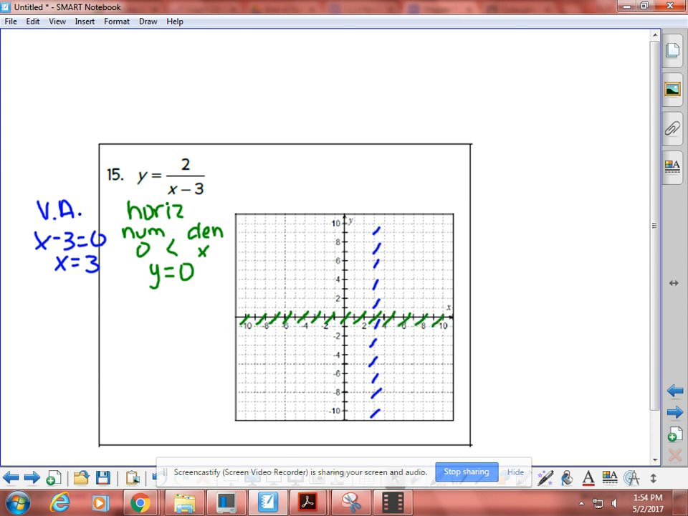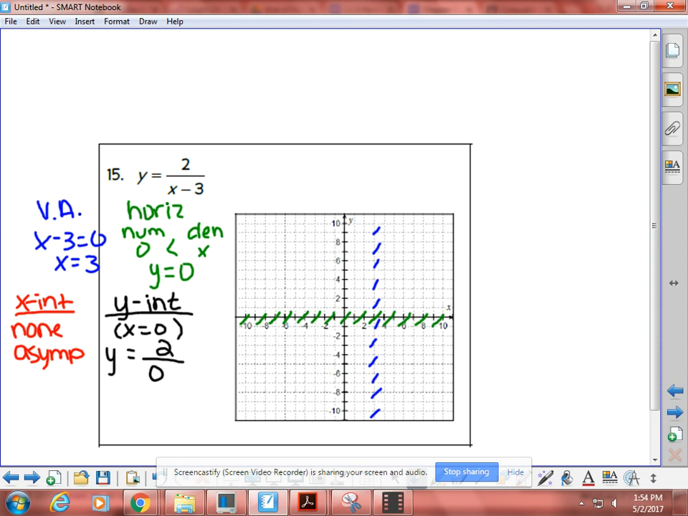So just because of the asymptotes that we have, what we know is x-intercepts: none. We can't have one, because what that means is something is going to be on the x-axis, but there's an asymptote there. Okay, so I can't have one. But what I can have is a y-intercept. My y-intercept is when x equals 0. So I'm going to plug that into my equation. 2 over 0 minus 3.